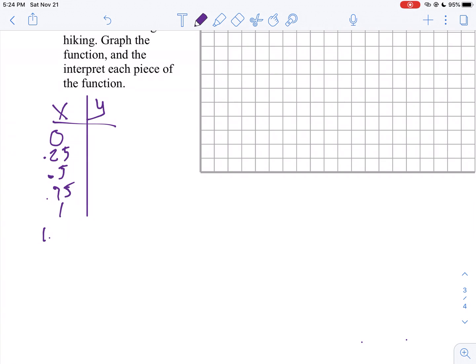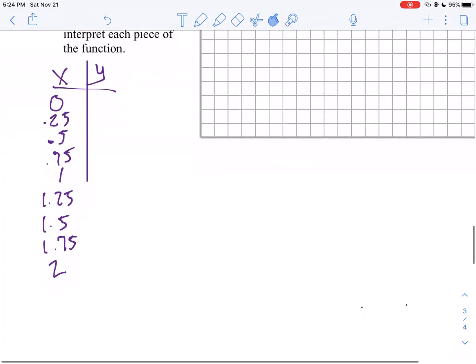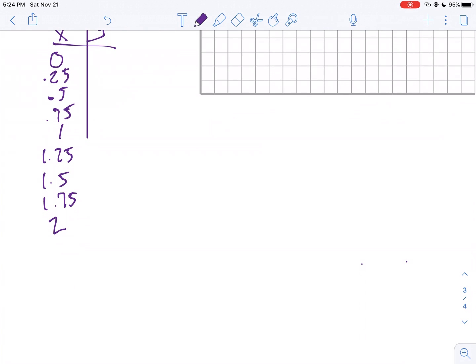And then I'll go 1.25, 1.5, 1.75, 2, 2.25, 2.5. And that's where my graph goes from there. And let's go a little bit further than 2.5 just to make sure. We'll go 2.75.